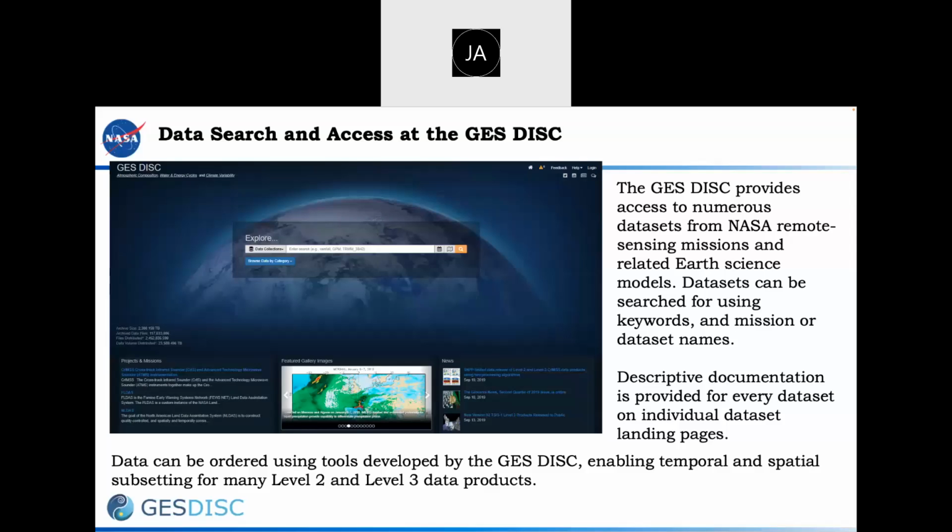Anyways, the rest that we want to talk about is how you would get to our data and use some of the tools that we have available, both to tailor it to your needs and other ways to analyze it, at least to get started on analysis. Okay, so we provide access to numerous data sets.